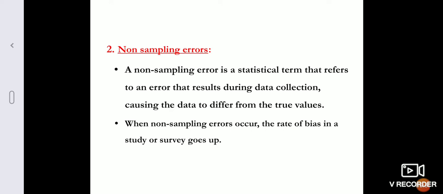Non-sampling errors can distort the study more than sampling errors. Sampling errors can be limited if you increase the sample size and if you take a proper selection representing the data. Whereas in non-sampling errors, if the data collection is faulty, the whole study is distorted.